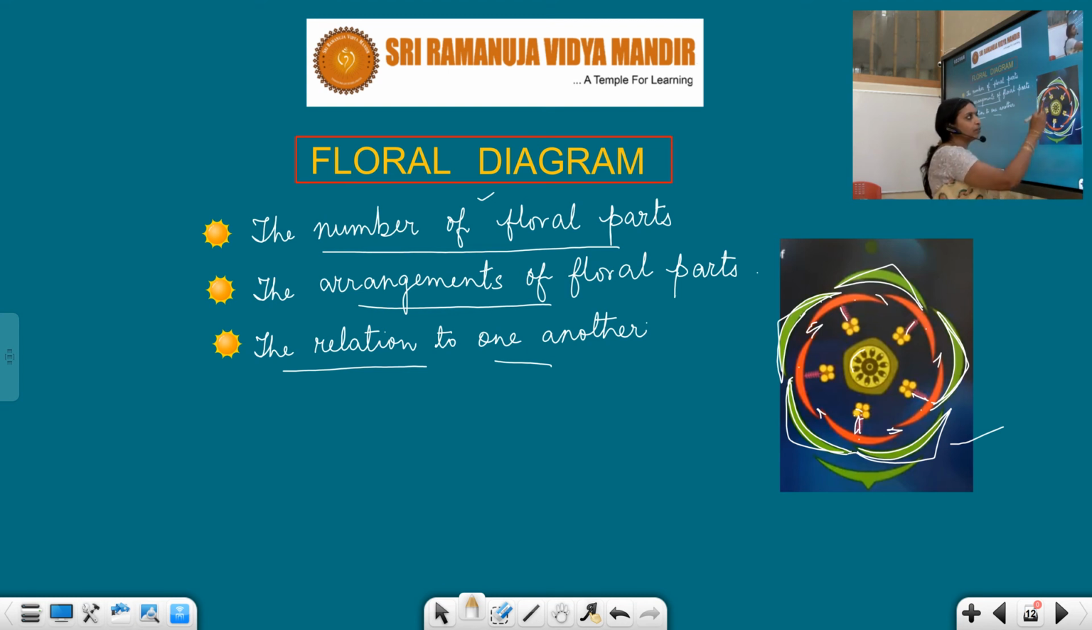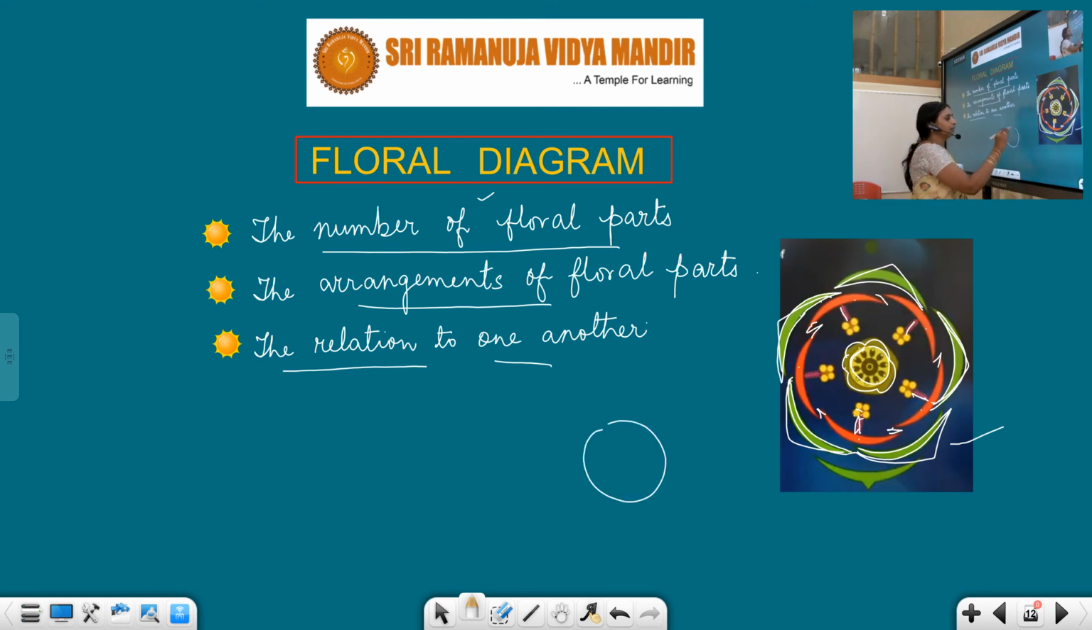And next comes the innermost whorl, that is the gynoecium, and it shows how many carpels are there. If 5 carpels, pentacarpellary. So in this manner 5 carpels are there, and inside that a locule is present, and placentation. Which type of placentation? If it is free central placentation or axile placentation.